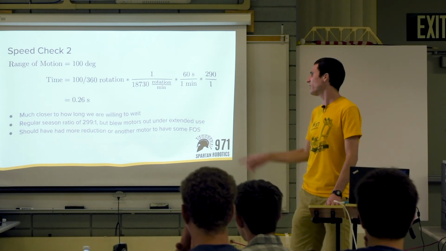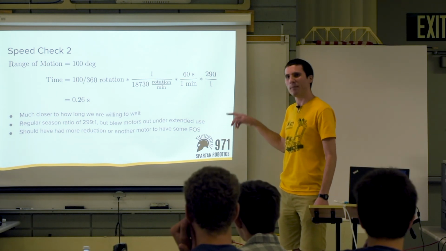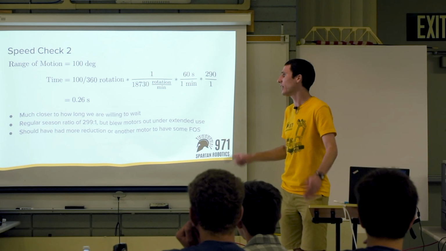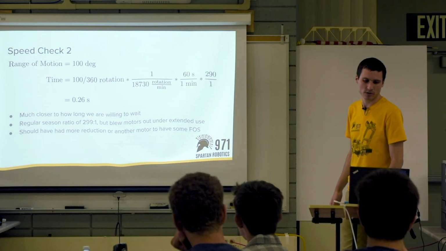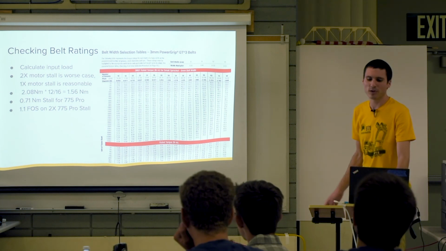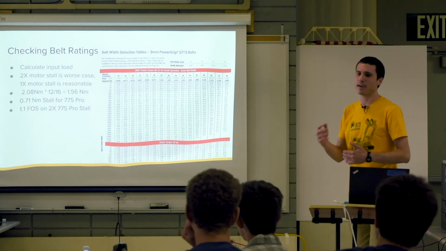So in this case, we probably would go and figure out how to put a second motor in this mechanism if we were designing it again. Or if we couldn't do that, we would just add more reduction. So once we have our ratio, we kind of have to pick how we're going to do it.